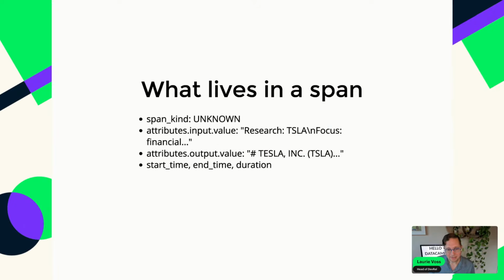Here's what lives inside of a span. Each span is a structured record. A span kind tells you what type of step it is, and the input and output attributes contain exactly what flowed in and out of each step. Timing, metadata, it's all there. When we run evals in a few minutes, we're going to be pulling these attributes out of our spans and feeding them to our evaluators. The input becomes the evaluator's input, and the output becomes what gets graded.